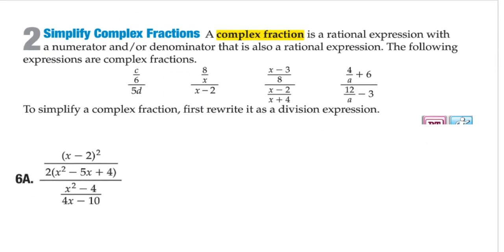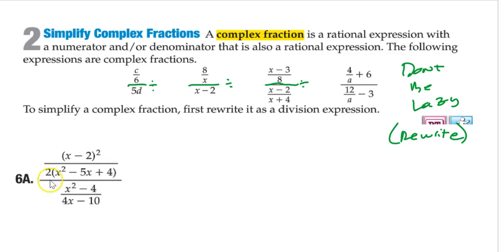Complex fractions, which actually aren't that complex if you know the one secret. And the secret is, look at this. This is just a divide sign. That's just a divide sign. So the secret to doing these problems is don't be lazy. Just rewrite it. That's all you have to do. If you rewrite it, it becomes not scary anymore. Right, this looks like a mess, but don't be lazy. That's just a divide sign, so let's rewrite it.